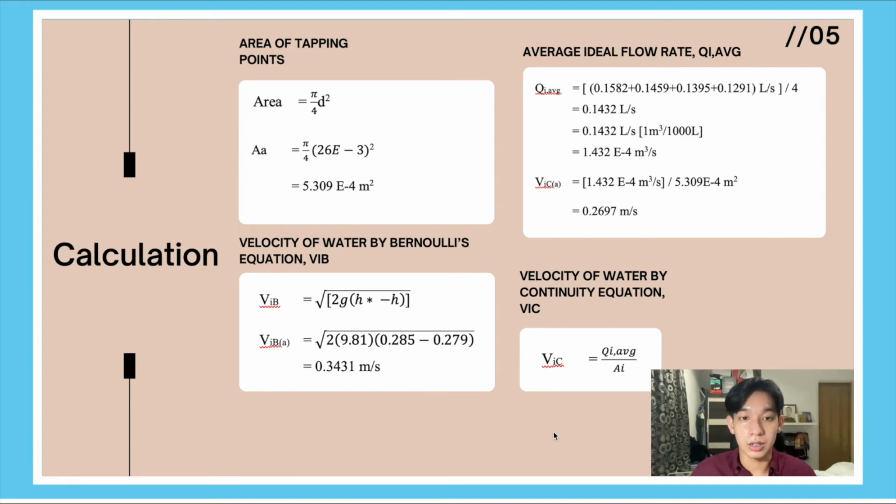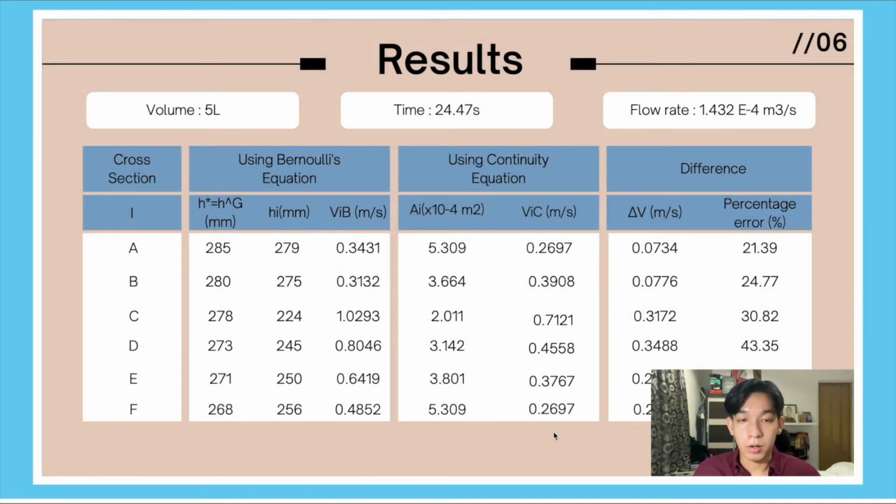And here is the result table. As for the experiment, for the volume of the fluid we use 5 liters, and the time taken is 24.47 seconds, and the flow rate is 1.432 × 10^-4 meter cubed per second.